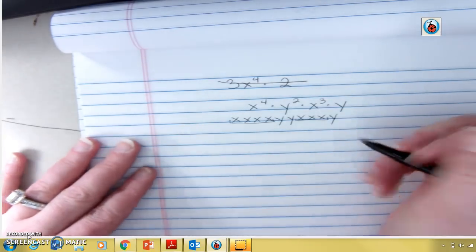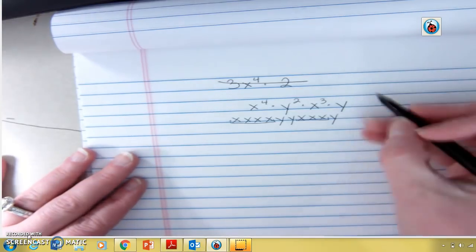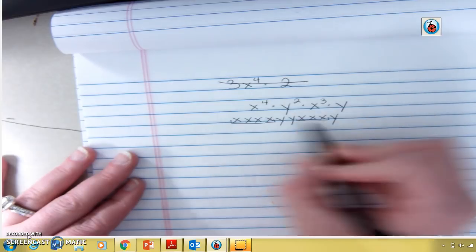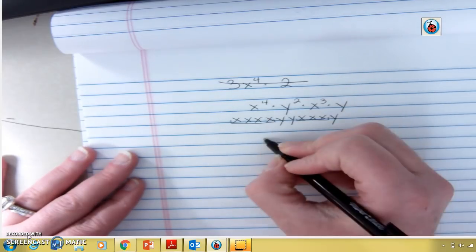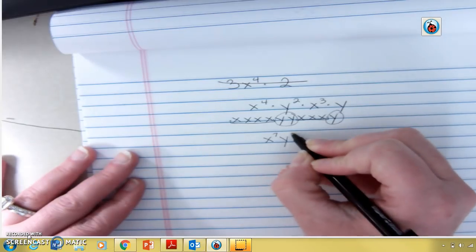Because if it's all multiplication, you can actually change the order that it goes in. So that's what I'm doing right now. I'm going to say, well, I want all the x's multiplied. If I have 4 here and 3 here, that's x to the 7th. And I have 2 y's here and 1 more, that's y to the 3rd.